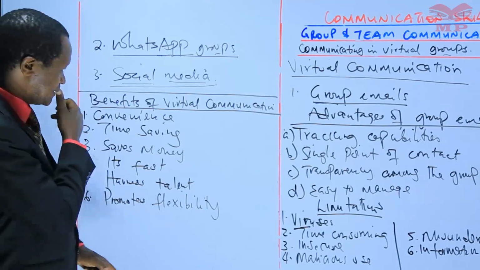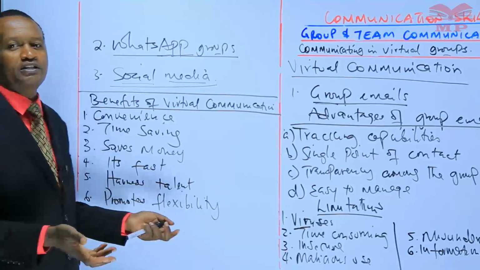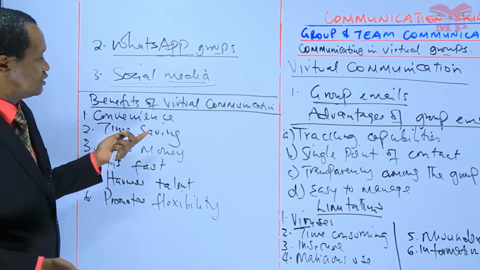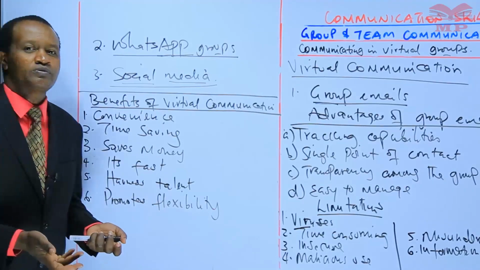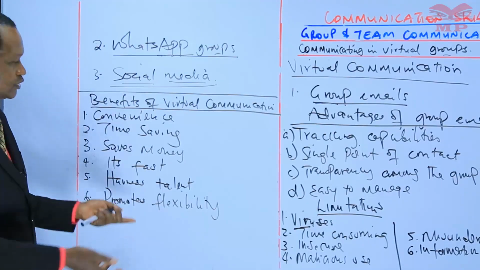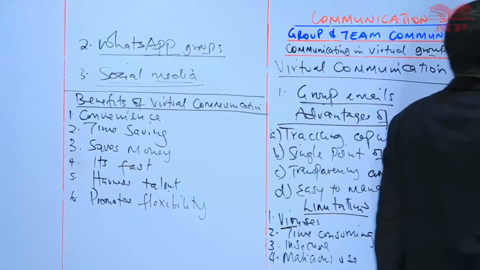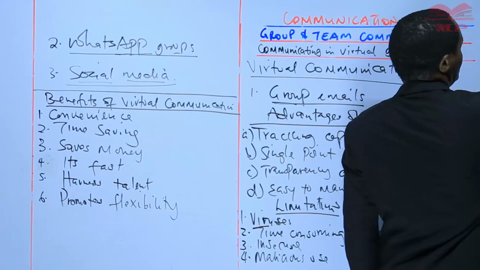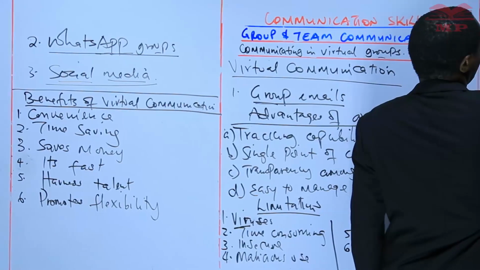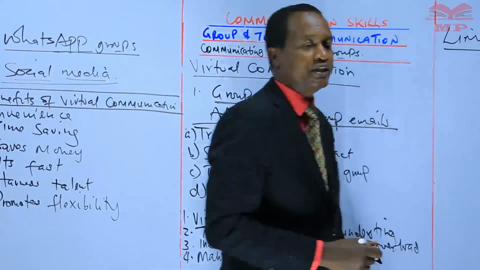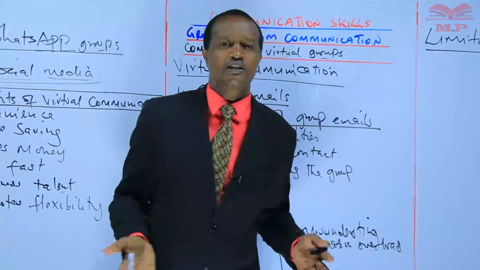So these are 6 benefits. There are many benefits, candidates, of virtual communication. But with benefits, there are also limitations. So we cannot just discuss benefits and fail to discuss the limitations. Limitations of virtual communication. What are the disadvantages?